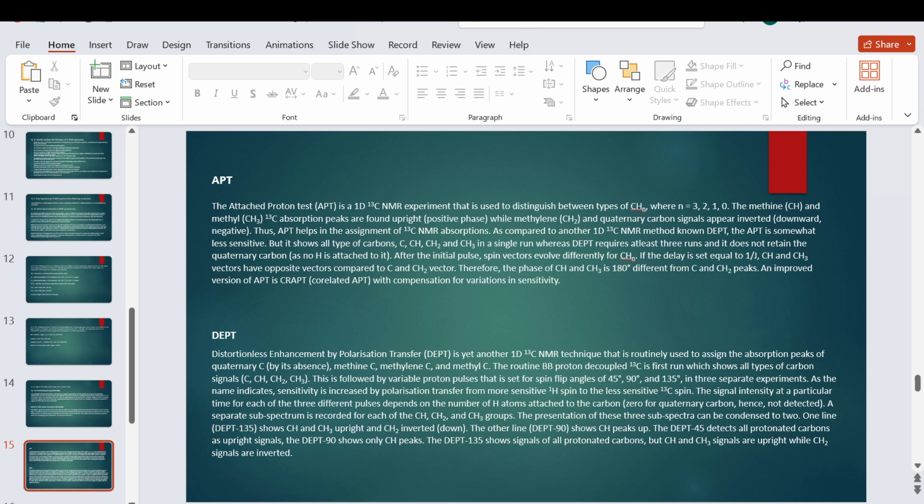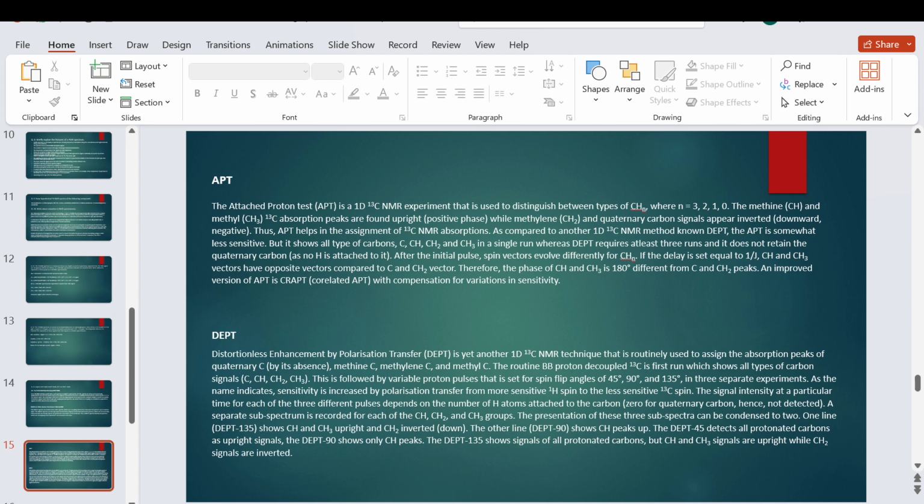Thus, APT helps in the assignment of carbon-13 NMR spectrum as compared to another technique known as DEPT. The APT is somewhat less sensitive, but it shows all four types of carbons, C, CH, CH2 and CH3 in a single run, whereas DEPT requires at least 3 runs and it does not retain the quaternary carbon as it has no hydrogen attached. After the initial pulse, spin vectors evolve differently for CHn.